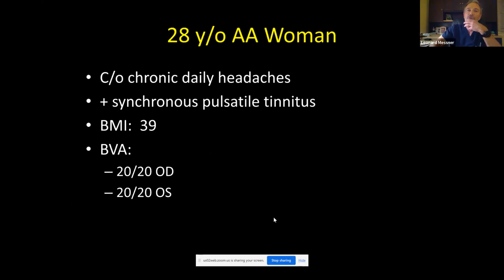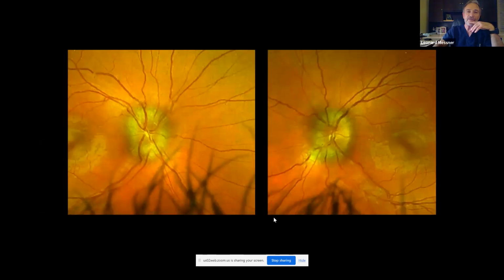Here's a 28-year-old woman, also with idiopathic intracranial hypertension, chronic daily headaches, synchronous pulsatile tinnitus. BMI is significantly elevated at 39. Above 30 is considered to be obese. Above 40 is considered to be morbidly obese. Visual acuities are entirely normal, 20/20 in the right eye, 20/20 in the left eye.